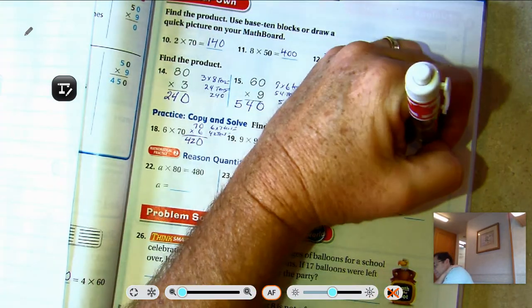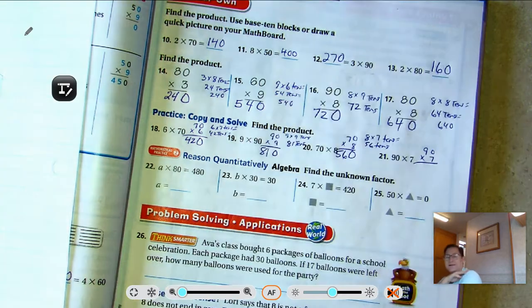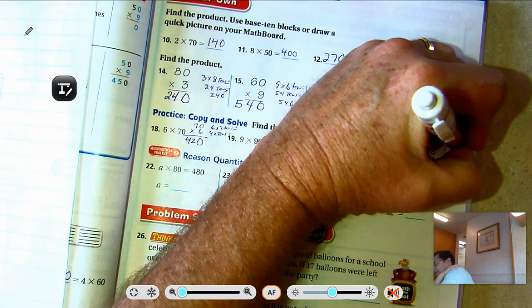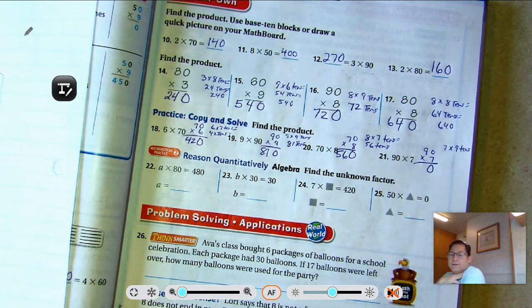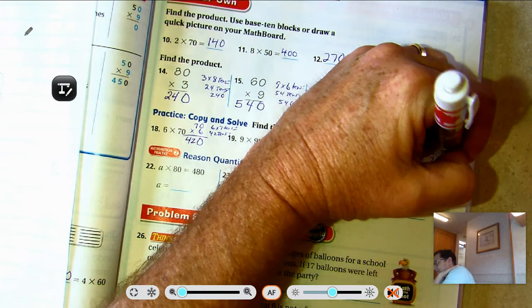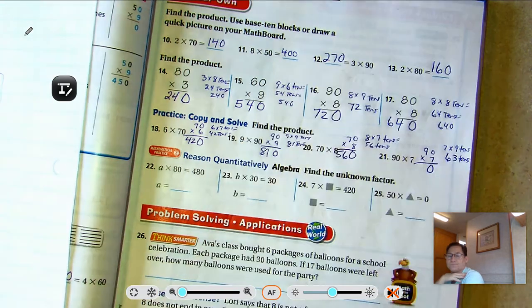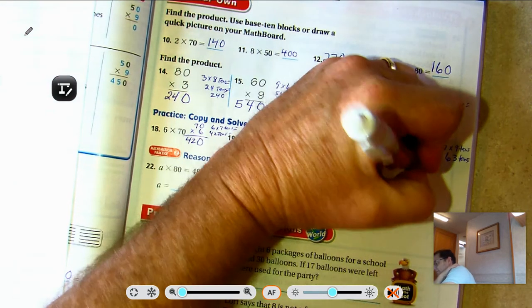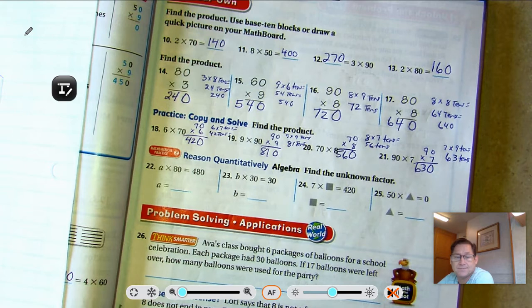90 times 7. 7 times 0 ones is 0. 7 times 9 tens. 9 times 7, 63. I know that the tens digit, because I'm multiplying the 9 by 7, has to be 1 less than the 7, so 6. And 6 plus 3 is 9. So 63. 9 times 7 is 63.